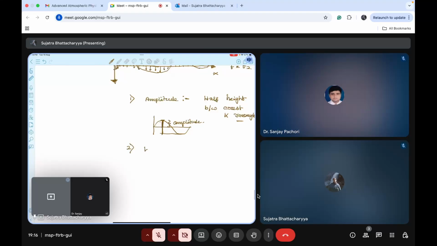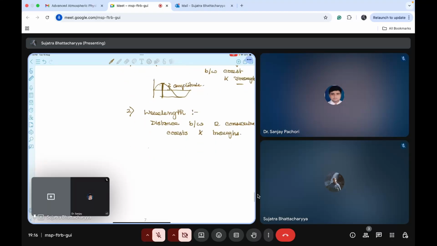Okay, this is one of the definitions. Number two is the wavelength. So wavelength is the distance. These are all known things. Distance between two consecutive crests and troughs. Okay, so two consecutive crests or two consecutive troughs. Sorry, the earlier definition is not true. Two consecutive crests or two consecutive troughs.